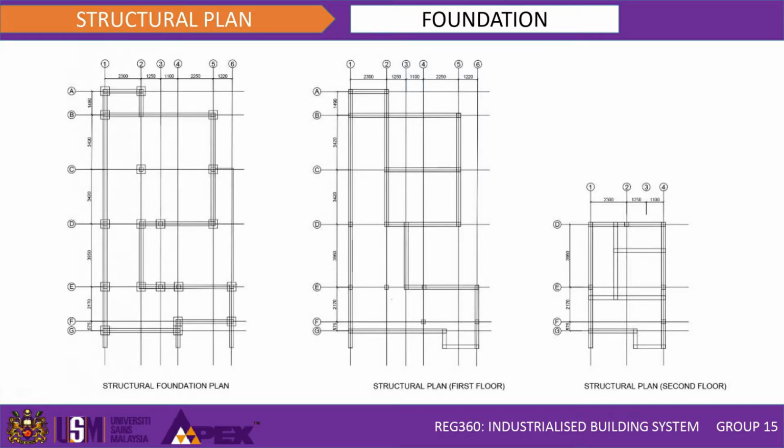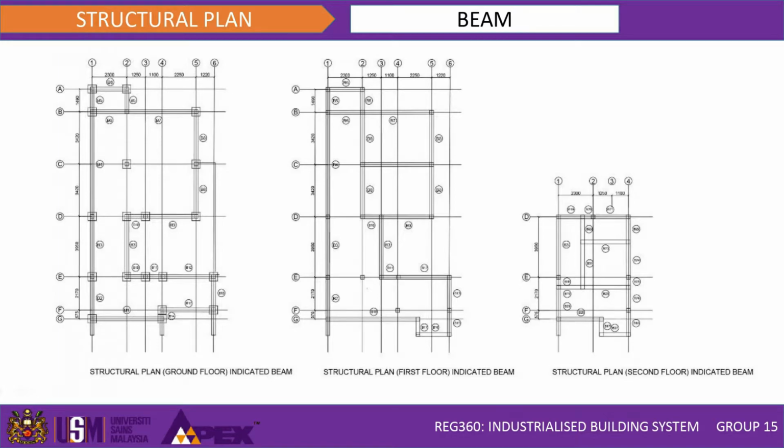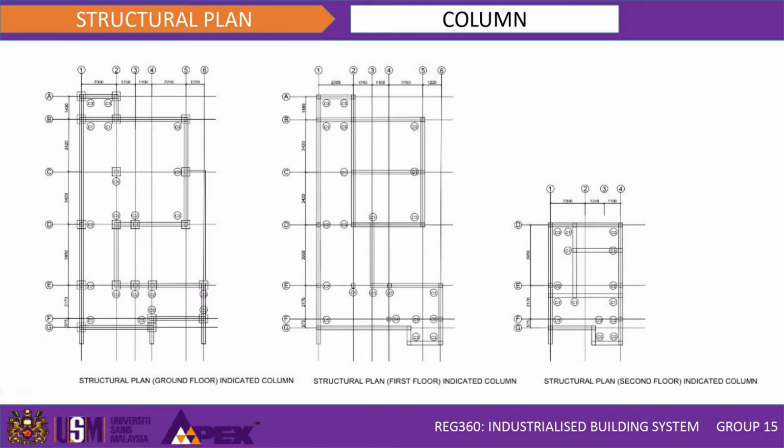For the structural plan, we start with the foundation plan. We use pad foundation as the footing for our house design. For the structural system of the design, we use precast concrete beams with dimensions of 250 mm by 400 mm that comply with MS1064. We indicate the beam specification and location in the plan and the beam schedule. For the column, we use precast concrete columns with dimensions of 250 mm by 250 mm by 3150 mm for the height of the column.